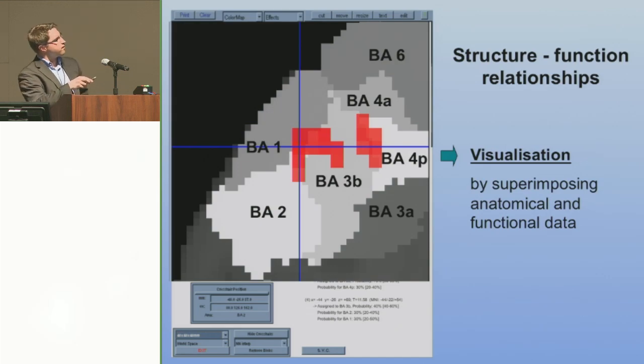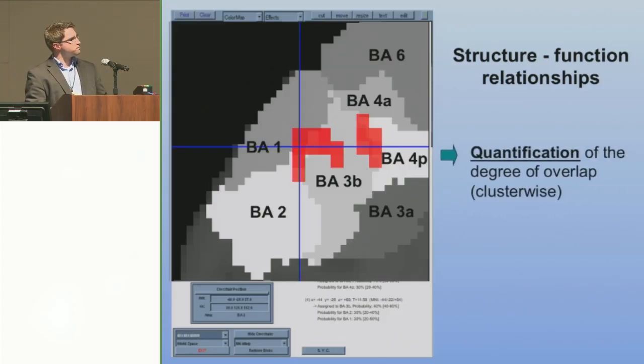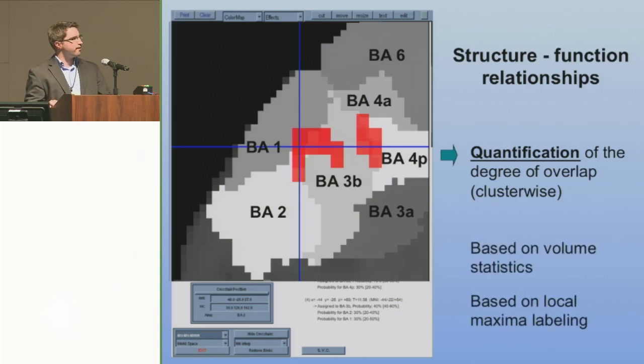So basically, in the background here in different shades of gray values, you see the different probabilistic cytoarchitectonic maps, like Brodmann area 4a and 4p, the anterior and posterior part of the primary motor cortex, and areas 3a, 3b, 1 and 2, so the different areas of the somatosensory cortex. And you can already visually see quite well that this blob corresponds to the primary and then higher somatosensory areas on the postcentral gyrus. But then we can also put some quantification on the degree of overlap, and we can do that either based on volume or on local maxima labeling.